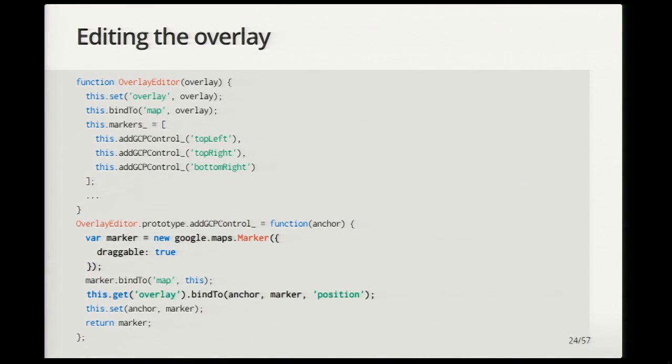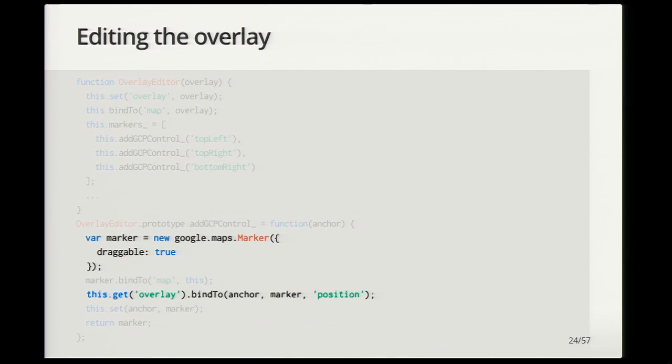Once the overlay is added to the map, you need to give the users some way to manipulate it. We do this by adding 3 control points, top left, top right, and bottom right. And for each one, we add a marker. The user is able to drag it around, and we use the bindTo function to bind the position of the marker to the control point on that overlay, so that whenever the marker is dragged, the overlay's control points are updated as well.